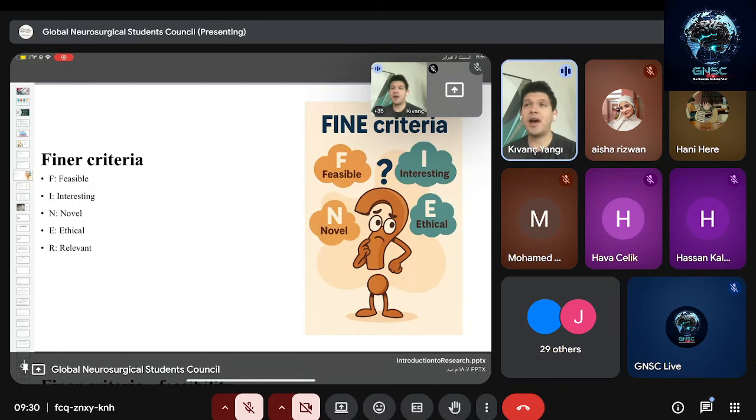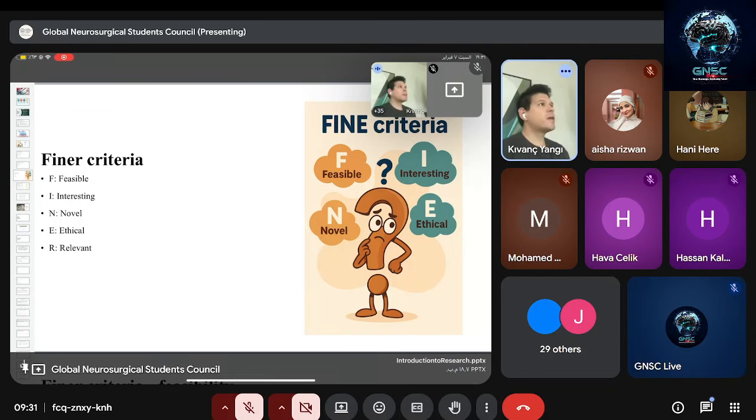If you have time to read the full texts of 2000 articles, then okay, but mostly it's not feasible. Please specifically focus on the feasibility. Next question is interesting. FINER's I stands for interesting. So a question should be interesting.